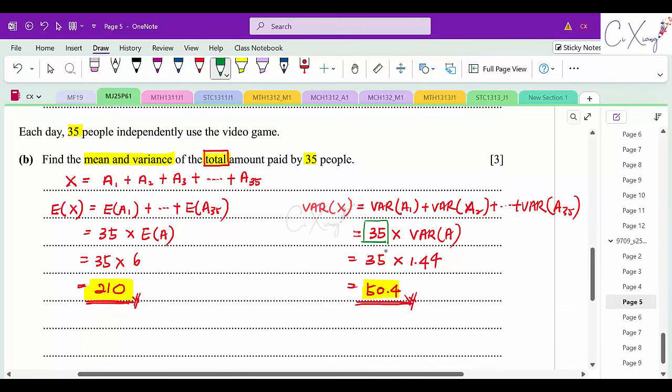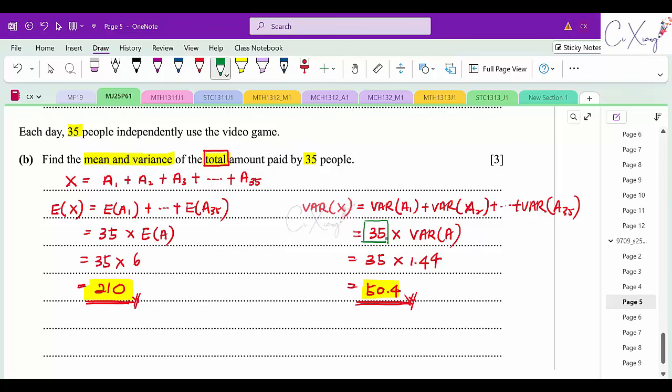I always mention, maybe in the video before, it depends on the question, where you have to look for the meaning of the question. If they are talking about total, the summation, like this one, total amount. Total means that you have to add one by one. Therefore, for the variance here, you also have to add one by one, where you have 35 times the variance.